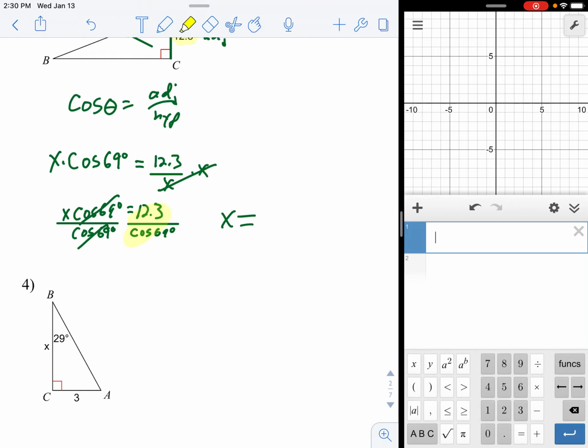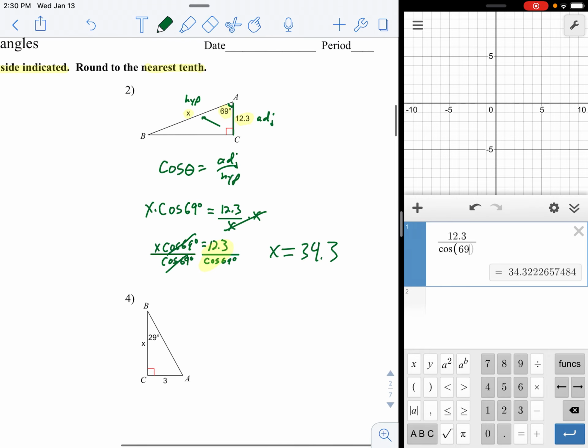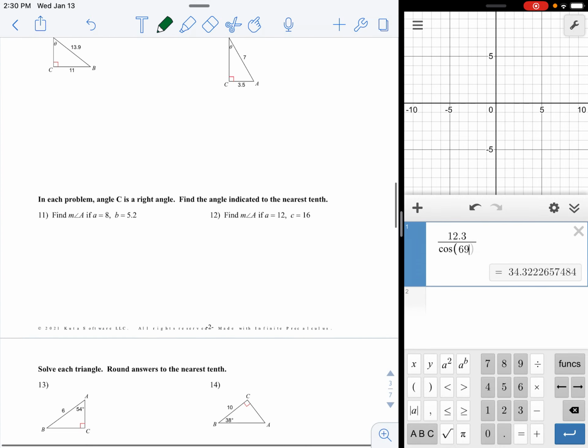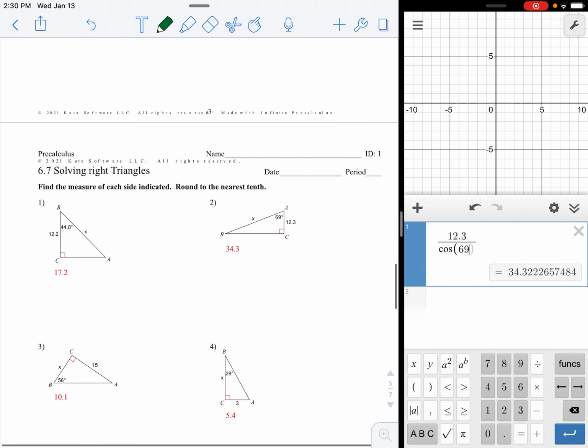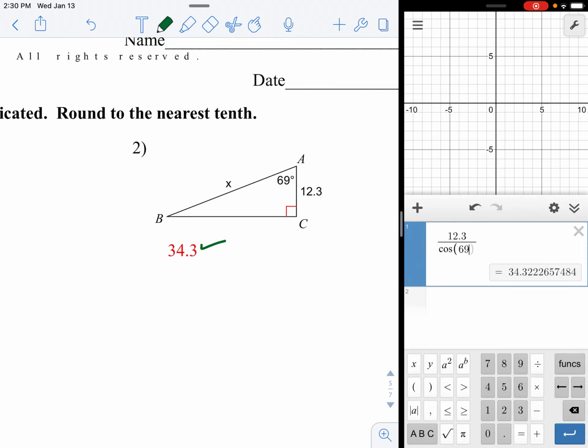What's that? Well, let me use a calculator and find out. 12.3 divided by cosine 69. And this works out to be approximately 34.3. So if I've done my math correctly, that will be the right answer. Let me scroll down to number 2 and check, and there it is.